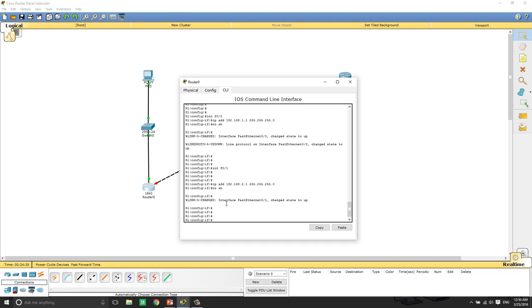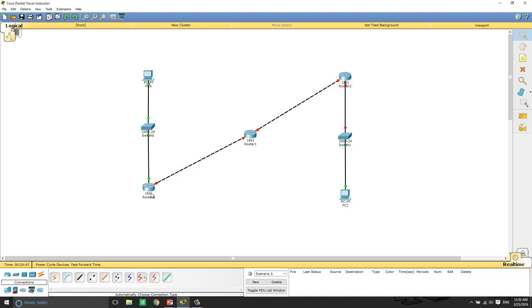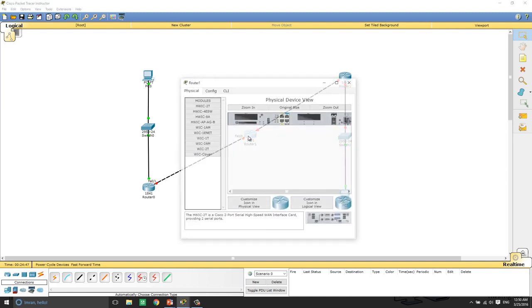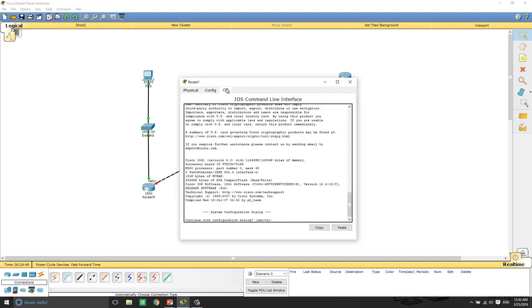But ideally, I think the right place to copy the configurations would be from the description, right? So we're done with this device. This is still not gone to green because this side is still not up, so there's no communication happening. So let's do that now.